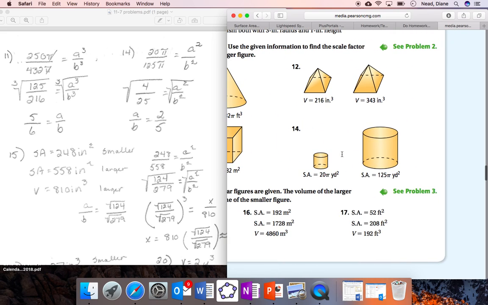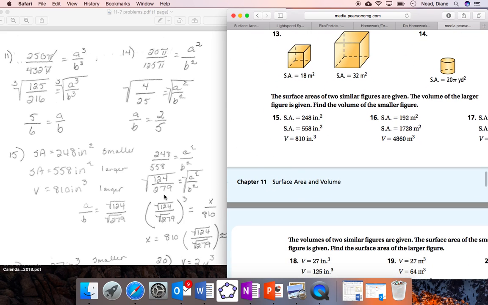For number 14, I'm given two surface areas. I know that the square of my scale factor is equal to the ratio of the surface areas. Ratio of surface areas, 20 pi over 125, is equal to the square of the scale factor. I reduce my fraction. I take the square root of both sides to get my scale factor of 2/5.